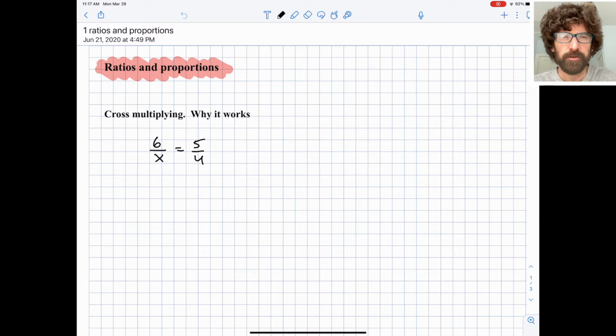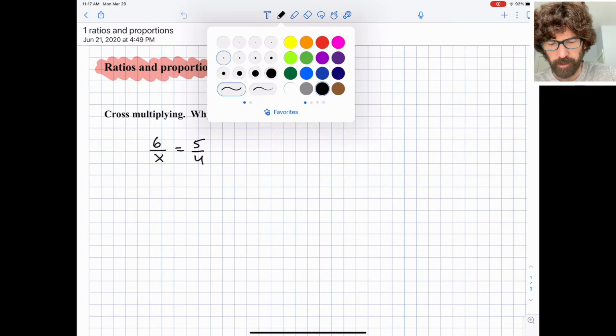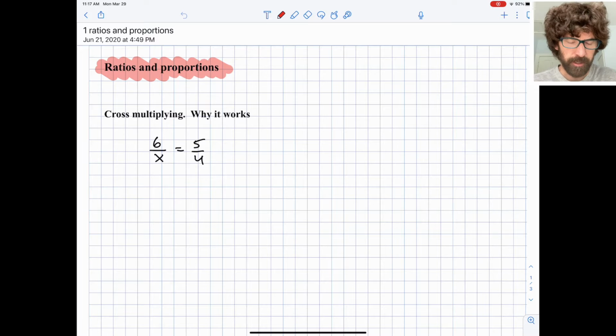I hope you do understand that we can multiply both sides of an equation by the same value and the equation stays balanced. So that's what we're going to look at right here, and that'll turn into an explanation of why cross multiplying works. So let's look at this proportion we're trying to solve: 6 over x equals 5 over 4, and we're curious what x is.